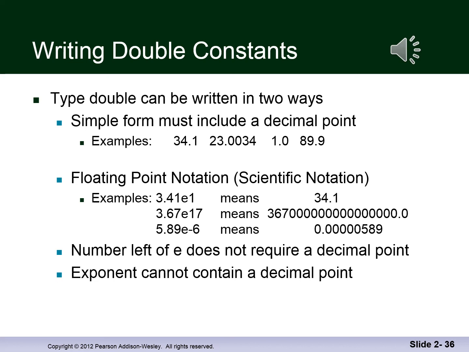Floating point notation, also known as scientific notation, is represented differently. 3.41 E1 means 3.41 times 10 to the first, or 34.1. 3.67 E17 means 3.67 times 10 to the 17th, which equates to that long number.